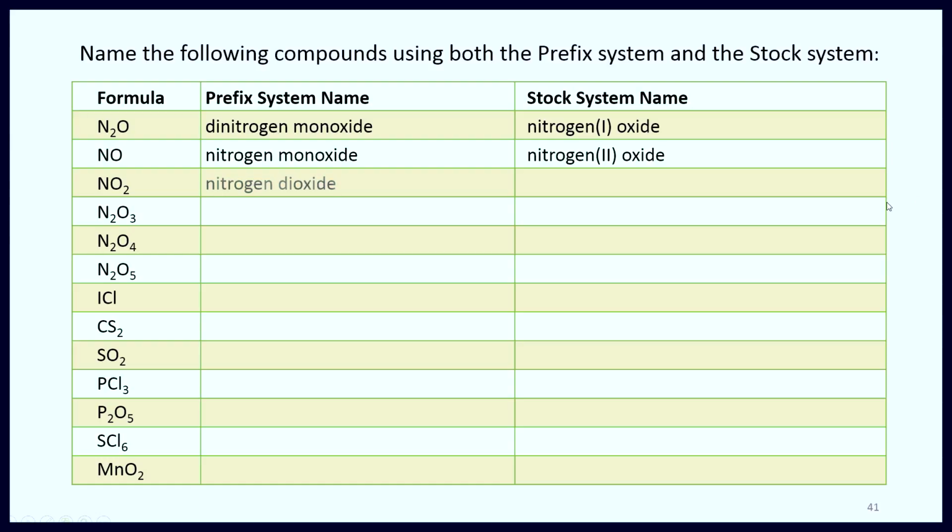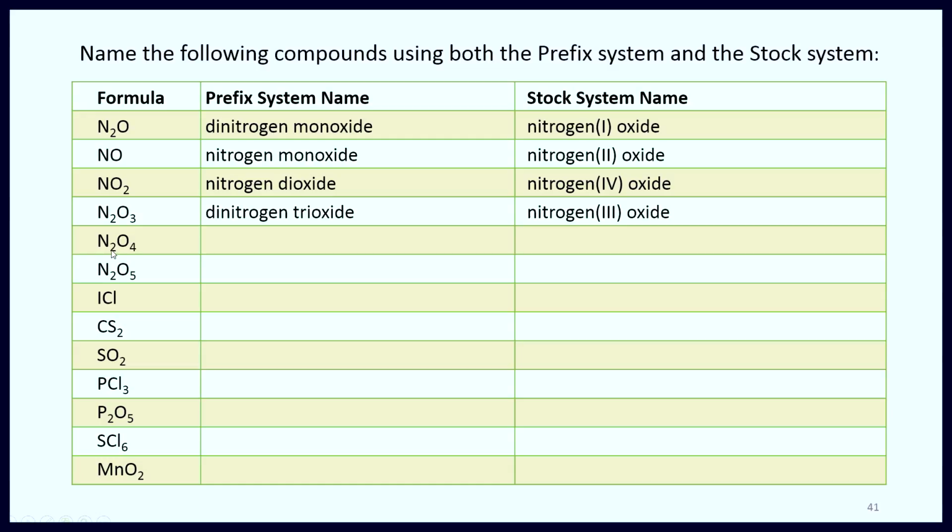Next example would be nitrogen dioxide, and we can calculate the oxidation number of nitrogen to be 4, so nitrogen(IV) oxide in that example. Here is another example where you have more than one of the first atoms, so we need to state how many, and that would be dinitrogen trioxide. Using the inverse rule, you could figure out the oxidation number of nitrogen in N2O3 is 3, so that's nitrogen(III) oxide.